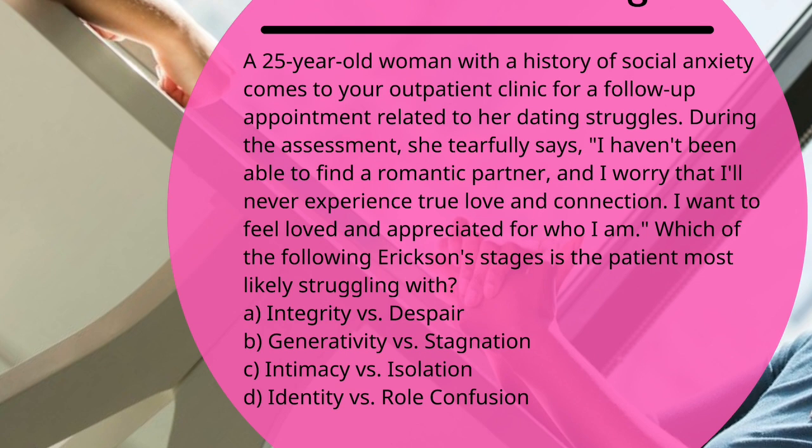During the assessment, she tearfully says, I haven't been able to find a romantic partner. I worry that I will never experience true love and connection. I want to feel loved, appreciated for who I am. Which of the following Erikson stages is the patient most likely struggling with? Is it A, integrity versus despair? B, generativity versus stagnation? Or C, intimacy versus isolation? Or D, identity versus role confusion?